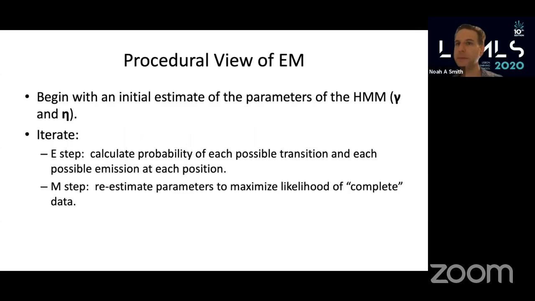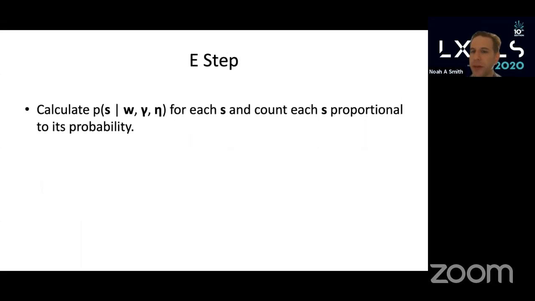And then you repeat. E step: calculate the probability of every possible transition and every possible emission at every position in your data. And just to foreshadow, we'll use a forward-backward algorithm to do that efficiently. And then on the M step, you re-estimate the parameters to maximize the likelihood of the complete data that you filled in on the E step. I'm going to talk about the E step first, then the M step.